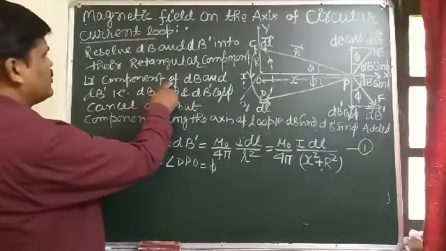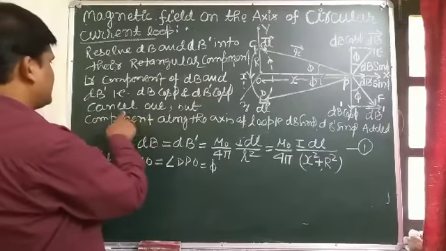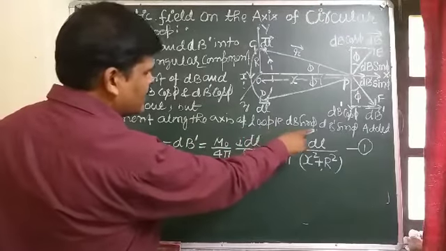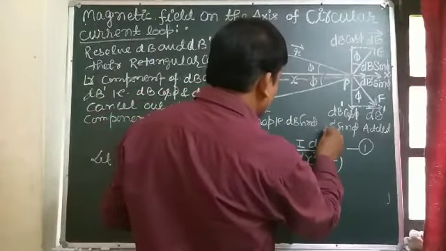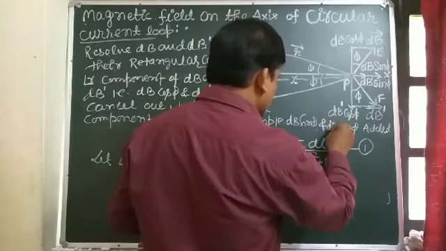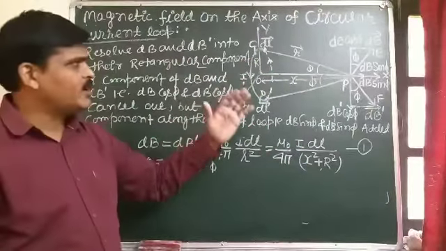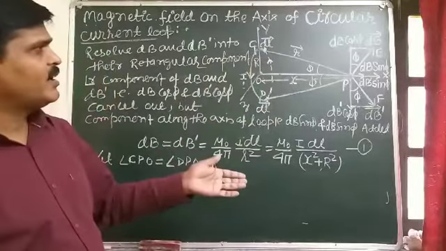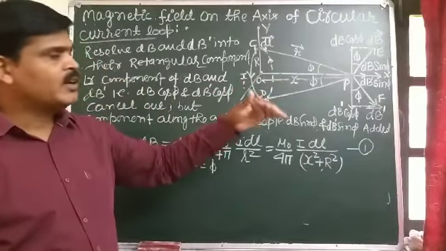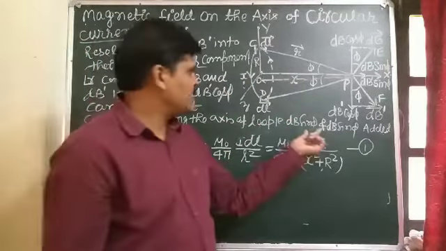So the perpendicular components of dB and dB dash, that is dB cos phi and dB dash cos phi, cancel out, but the components along the axis of the loop, dB sin phi and dB dash sin phi, are added. So in a similar way, the total magnetic field due to all the smaller current elements at the point P is the integration of dB, because dB equals dB dash.